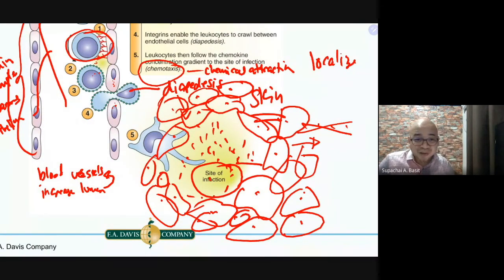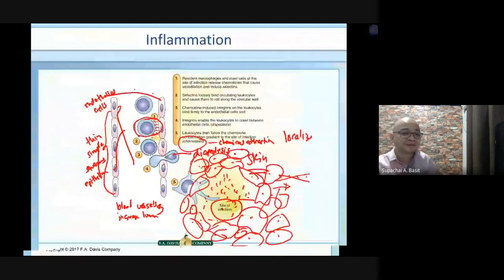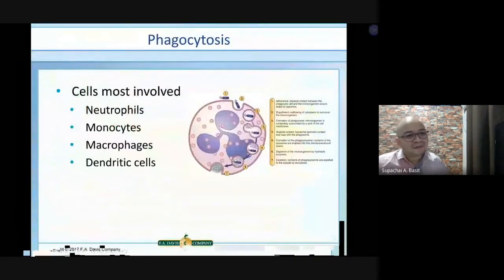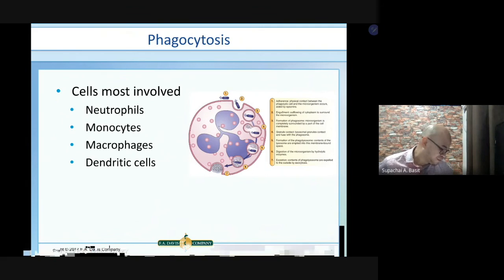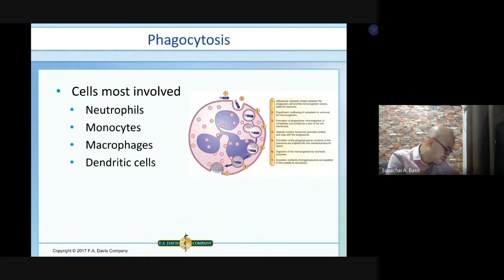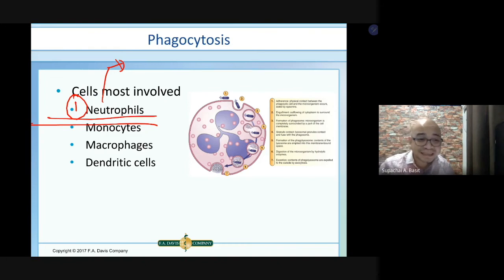And once the infection is localized, it will not spread anymore. Okay, so that is inflammation. Now, phagocytosis will involve cells such as neutrophils and monocytes. But the number one cells that will primarily go to the site of phagocytosis are the neutrophils. Why? Because they are not as big as monocytes, and since they are not as big as monocytes, they can easily undergo diapedesis. And these cells have TLRs, toll-like receptors.